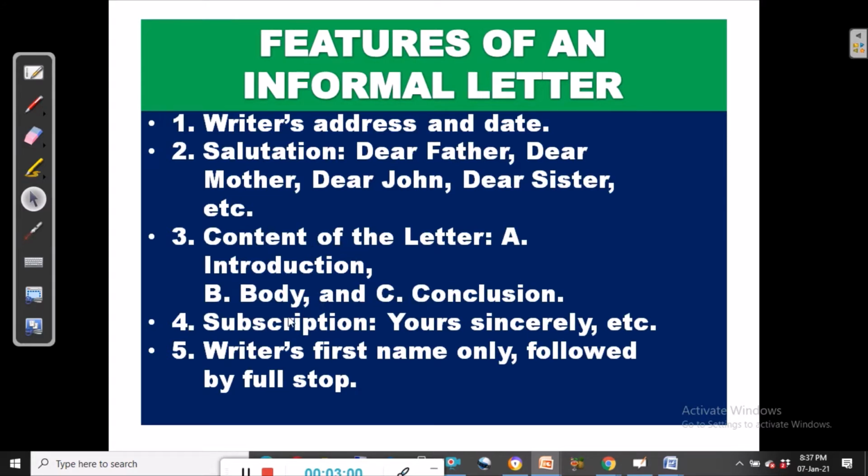Then number 4 is the subscription, which is yours sincerely. Of course, there are other possibilities like yours ever, yours faithfully, and so on and so forth. Number 5 is the writer's first name only, followed by a full stop. So these are the features of an informal letter, and that is the way you write an informal letter.